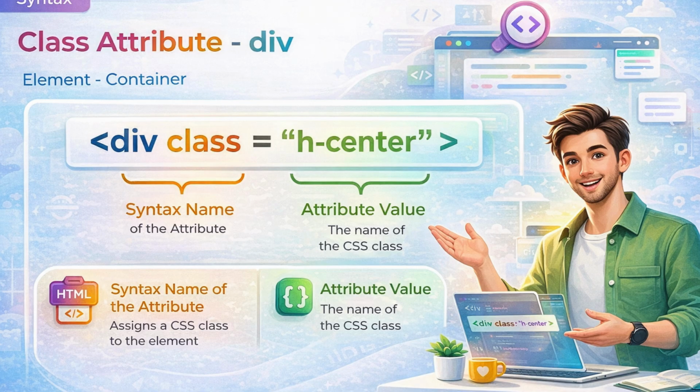Now let's go a little deeper. Here we are using a div element, which acts like a container. Inside this div we assign a class, hCenter. Let's break it down. Class is the attribute name, and hCenter is the attribute value. So what does this mean? We are telling the browser, hey, this container belongs to the class called hCenter. And later in CSS, we can use this class name to apply styles. So remember, HTML assigns the class, and CSS uses that class to style things beautifully.